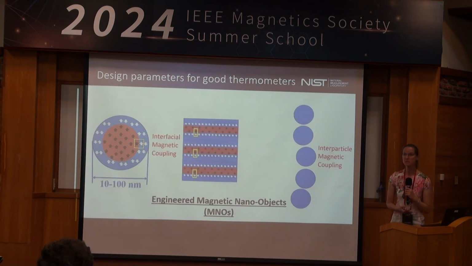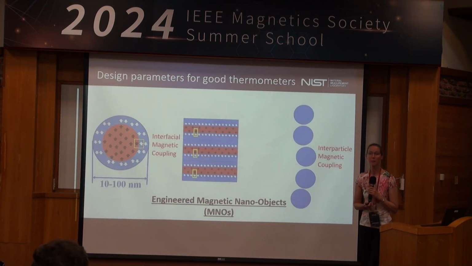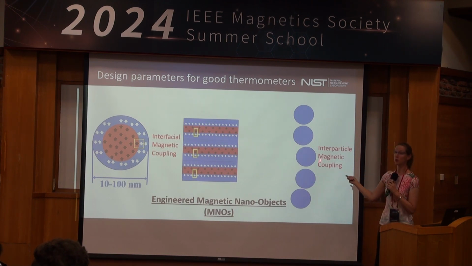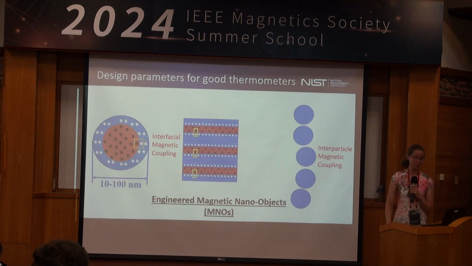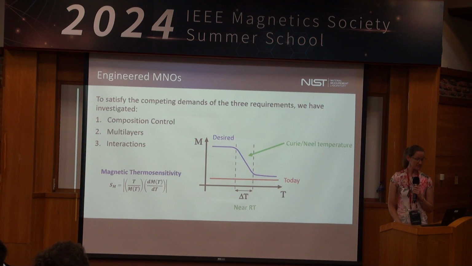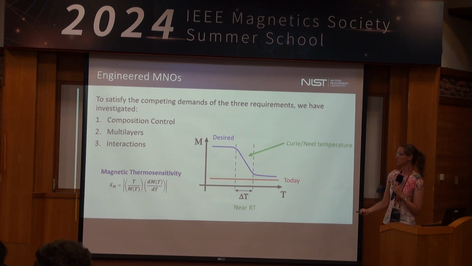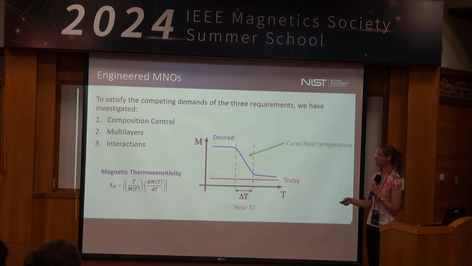To work on this, we were engineering magnetic nano-objects. There were two things we were playing with, the interfacial magnetic coupling and the interparticle magnetic coupling. So we were doing chain formation. This basically broke down into composition control, because if we have a Curie temperature here, for example, that gives us a strong change in the magnetization. And with these multilayers, you can change the interlayer coupling and the interactions.